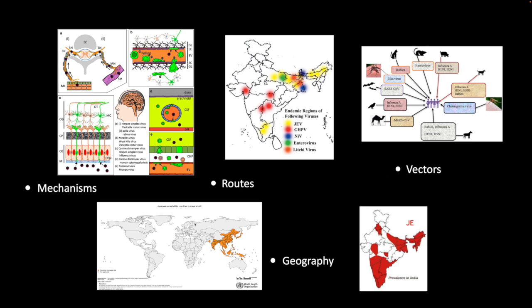For example, Japanese encephalitis predominantly affects areas in the Southeast Asian belt and the Indian subcontinent. So geography also can be important in diagnosing these conditions.